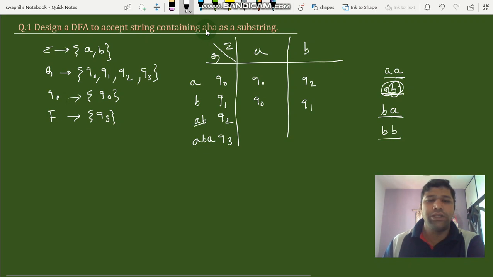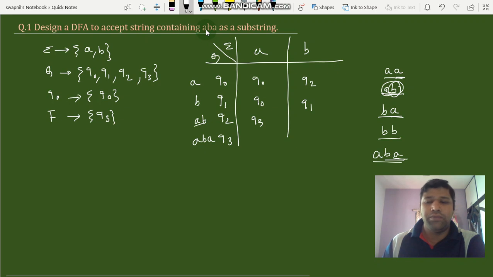The next is AB. AB with input A becomes ABA. I'll check for this A: a state is available, that is Q0. For BA a state is not available. We have one more character, so I'll check for ABA, and the state is available, that is Q3. So I'll write Q3 here.